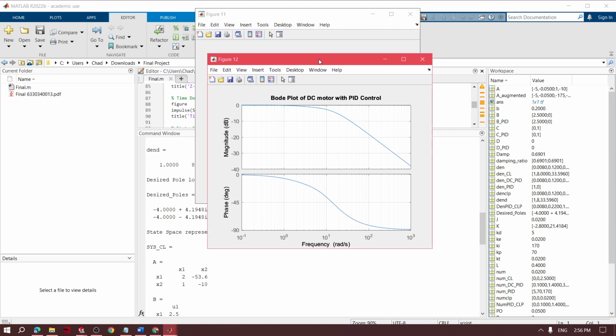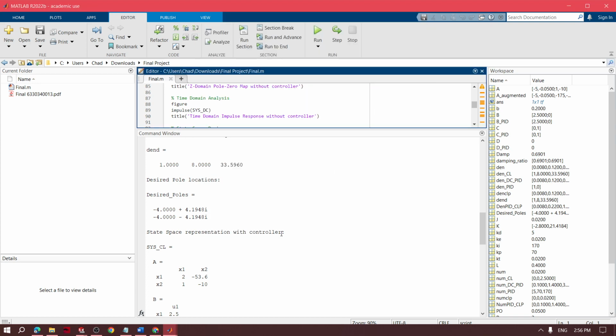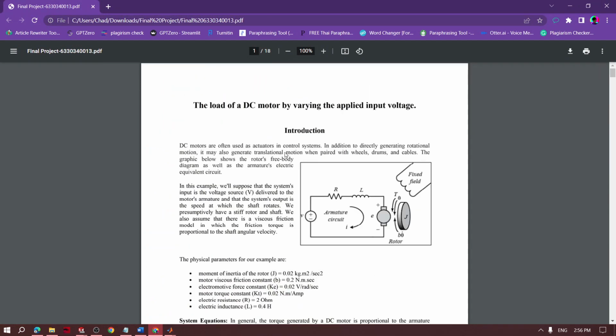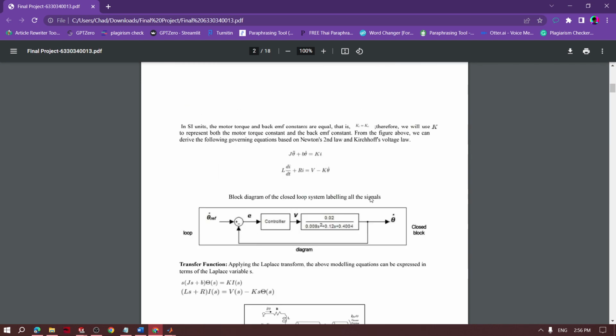So this is my project, the load of a DC motor by applied input voltage.